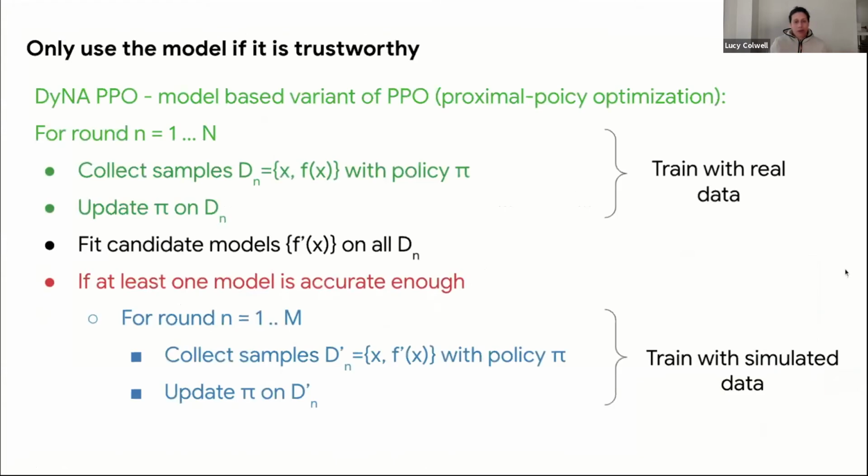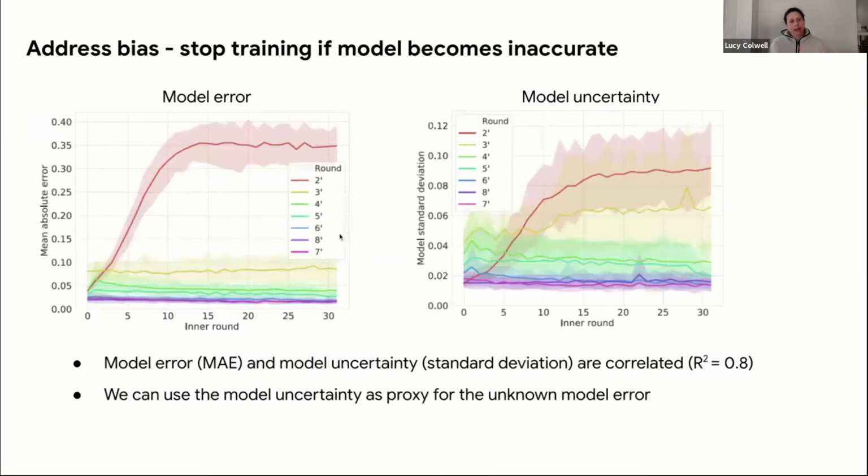So we made this variant of a reinforcement learning approach, which we call Dyna PPO. It's a model-based variant of an algorithm called PPO, which essentially enforces those techniques that I've talked about. We start off training with real data, and then if we have a model that's accurate enough, we can train further using simulated data, constantly updating as we go. Essentially, we really want to address bias and stop training if the model wanders off and becomes inaccurate. One way that we can judge that: in the real world, we don't have access to the model error, but we do have access to the model uncertainty.